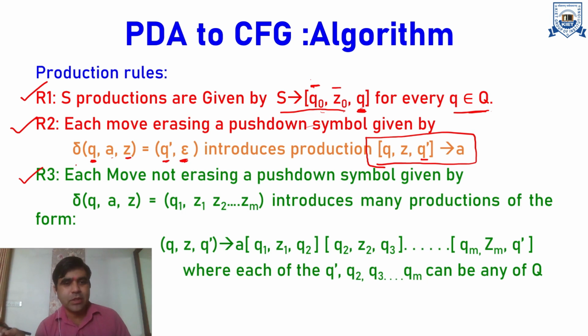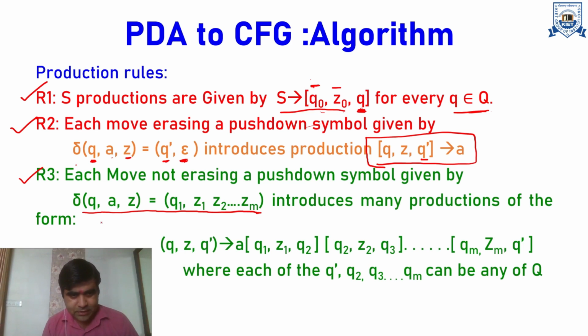Each move not erasing a push down symbol means we are either doing nothing with the stack, or we are pushing another symbol onto the stack. Either you push a new symbol onto the stack or you are doing nothing, but you are not erasing a push down symbol, right? So then we apply rule number 3. Like in this rule number 3, delta Q A Z equal to Q1 Z1 Z2 up to Zm introduces, in the transition function of your given push down automata, many productions of the form Q Z Q dash.